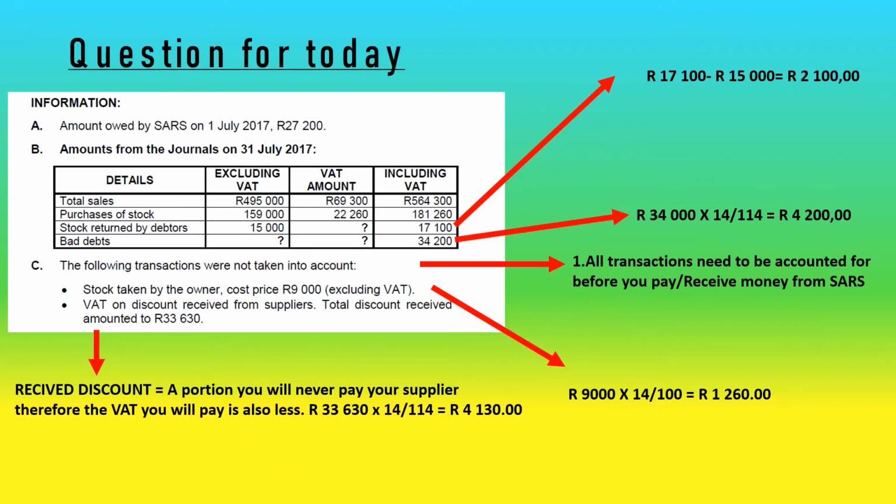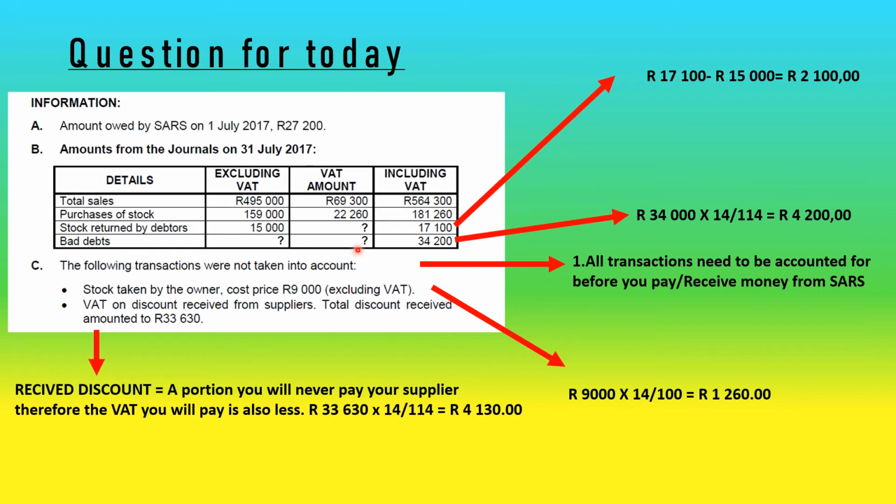Okay, so first thing, when you look at a question like this, you can see you've got a balance of 27,200. Please don't forget about this balance. Part B tells you amounts from the journal, and it indicates amounts excluding VAT, VAT amount, and including VAT. Now, very important, when you're dealing with a question of VAT, you need to have the VAT amounts. You can't use any other amounts, excluding VAT or including VAT, to do your calculation for what is payable to SARS, because SARS is only worried about these VAT amounts.